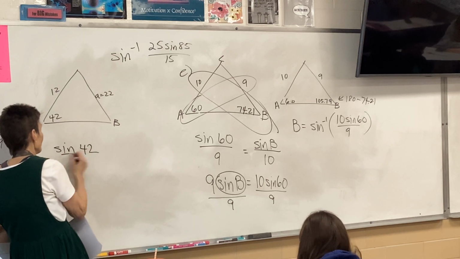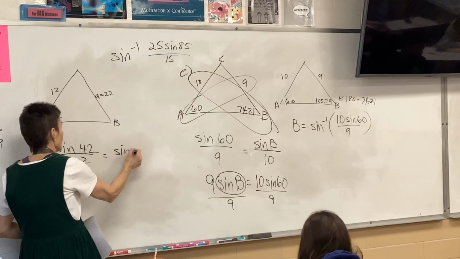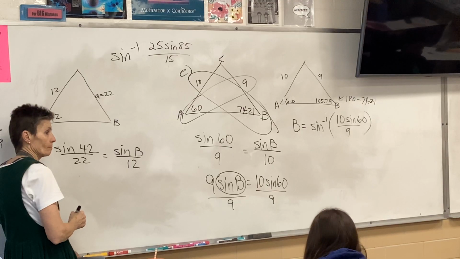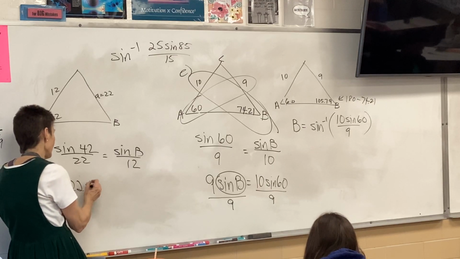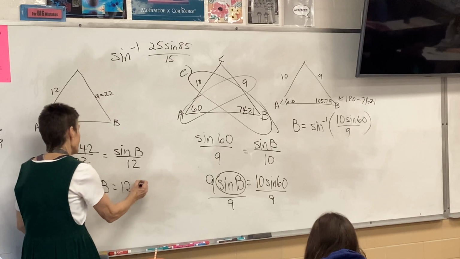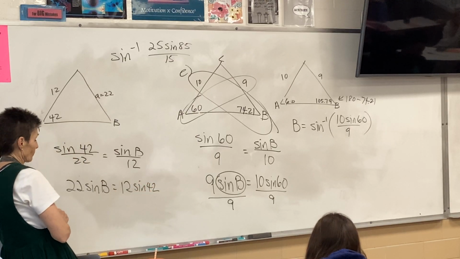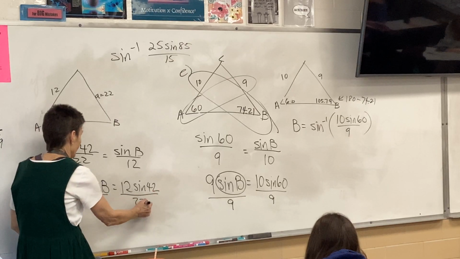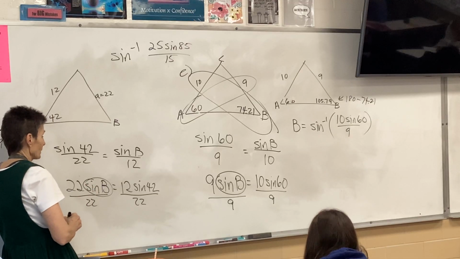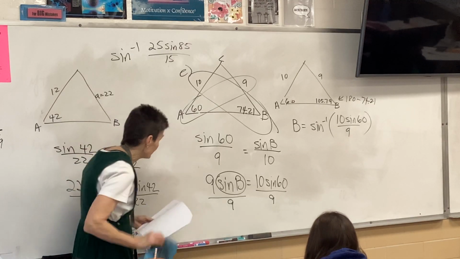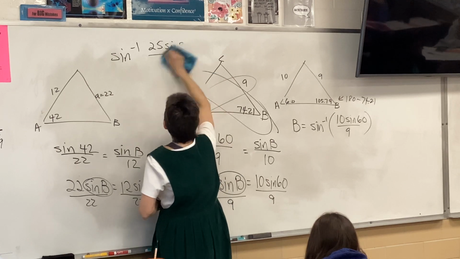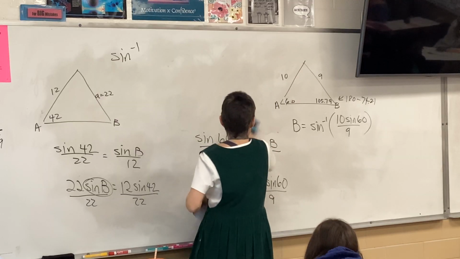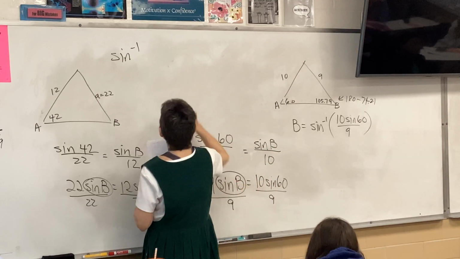Sine 42 over 22 equals sine B over 12. So 22 sine B equals 12 sine 42. What am I going to divide by? 22. I can get this by itself. So then what am I going to type in? Second sine, 12 sine 42 over 22.